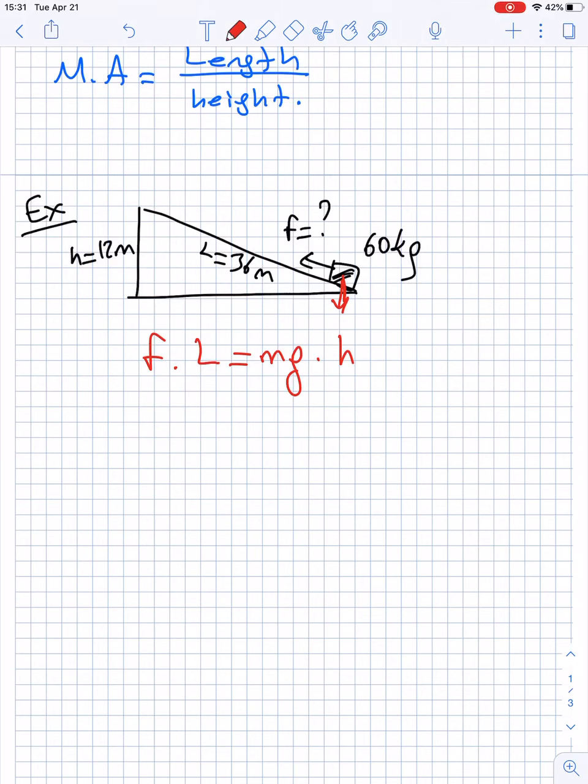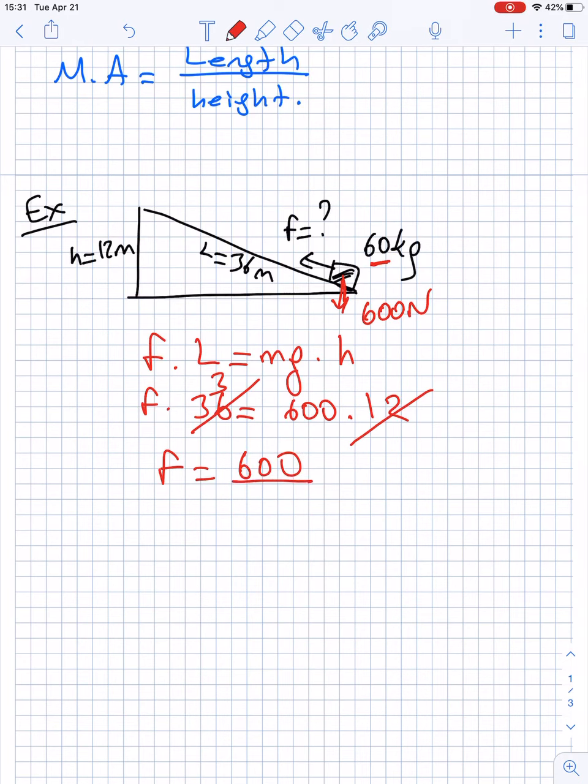And mg, how can I find it? Always we have to change kilogram into Newton, so 60 kilograms is 600 Newton. And F we don't know, L is 36 meters, mg is 600 Newton, and height is 12 meters. 36 and 12 simplified, we have just 3. F is equal to 600 over 3, and our result is 200 Newtons.